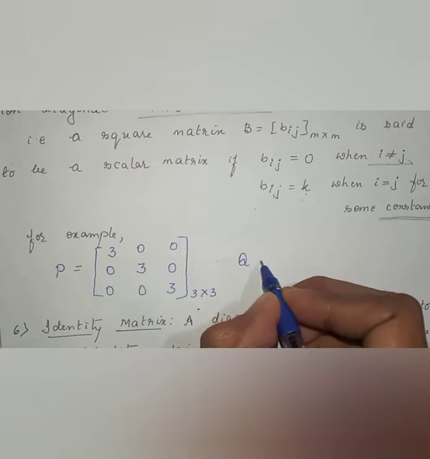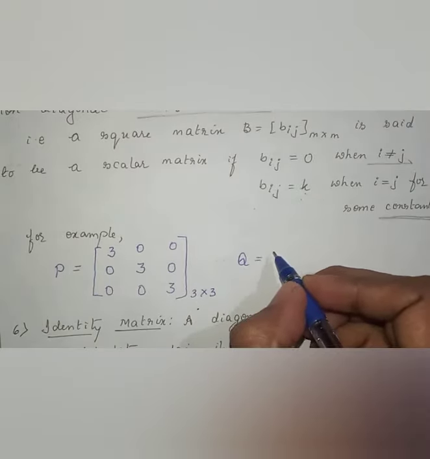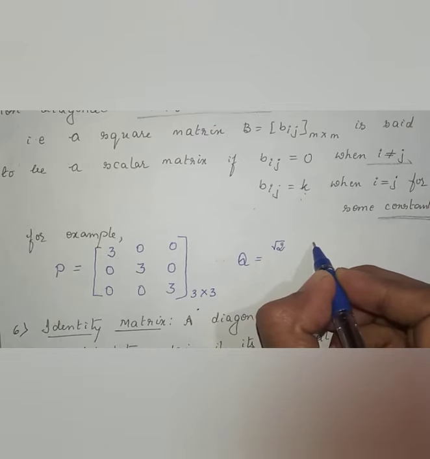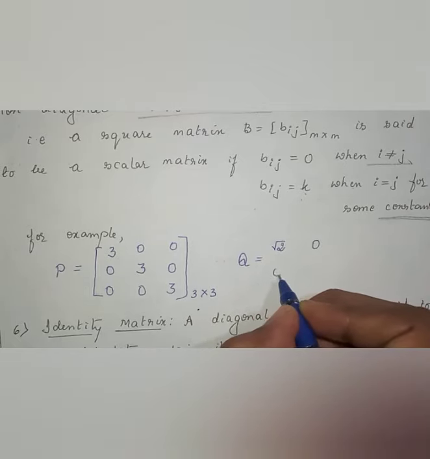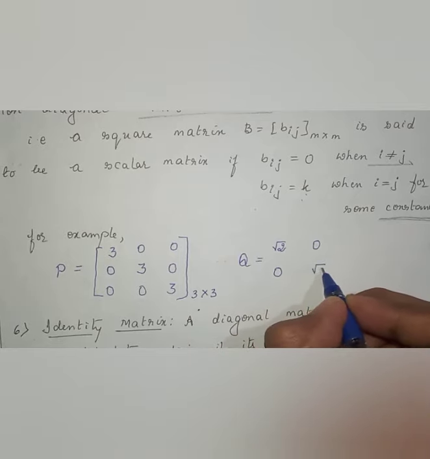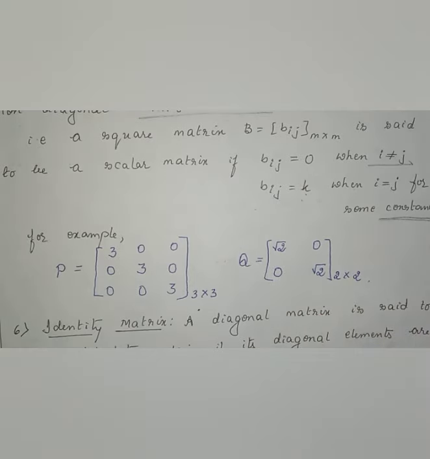Q, a 2 by 2 matrix. If I write a 2 by 2 matrix, if this is root 2, 0, 0, the non-diagonal elements should be 0 and root 2. So this is an example for a scalar matrix of order 2 by 2.